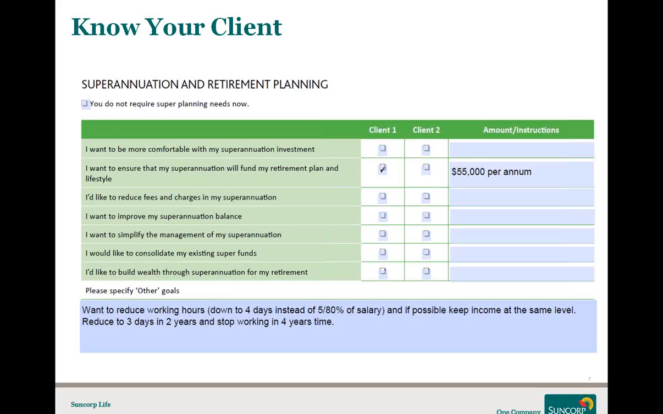You also need to ensure that we're documenting the client's goals and objectives in the language that they use to articulate these goals and objectives. So we need to make sure that we're always avoiding industry jargon or technical terms in this know your client step of the advice process.